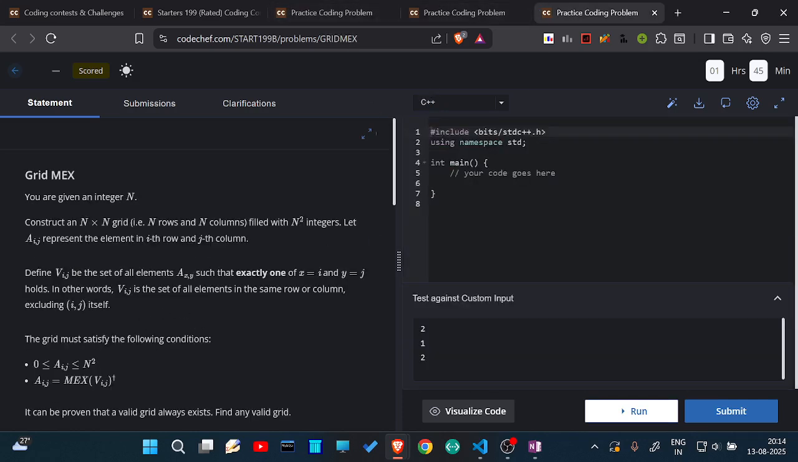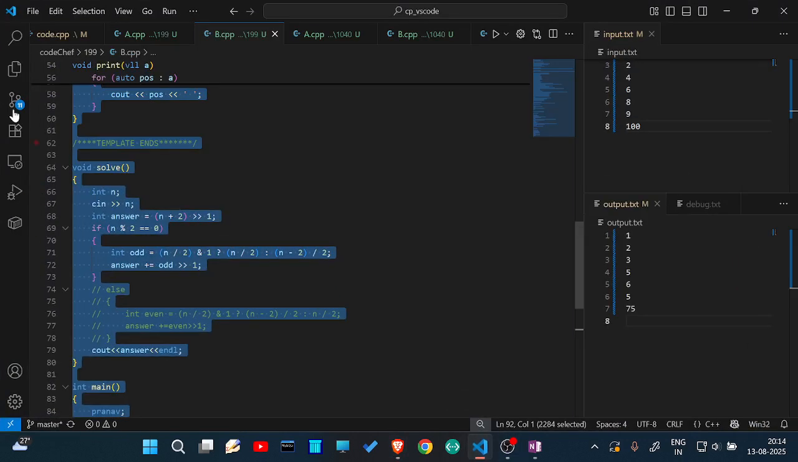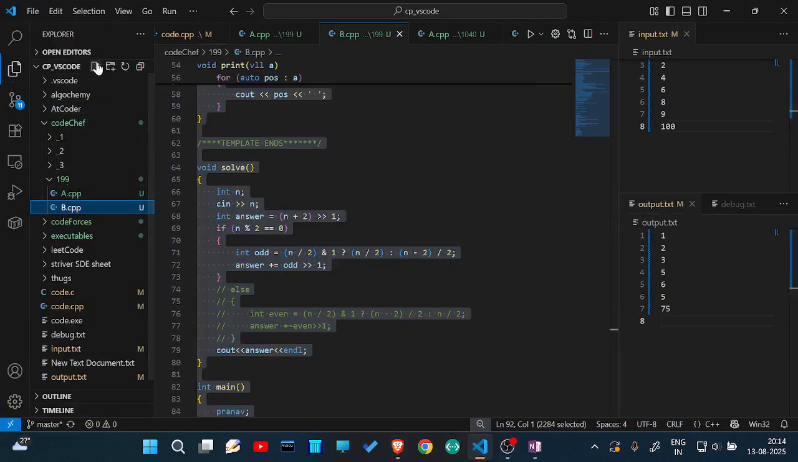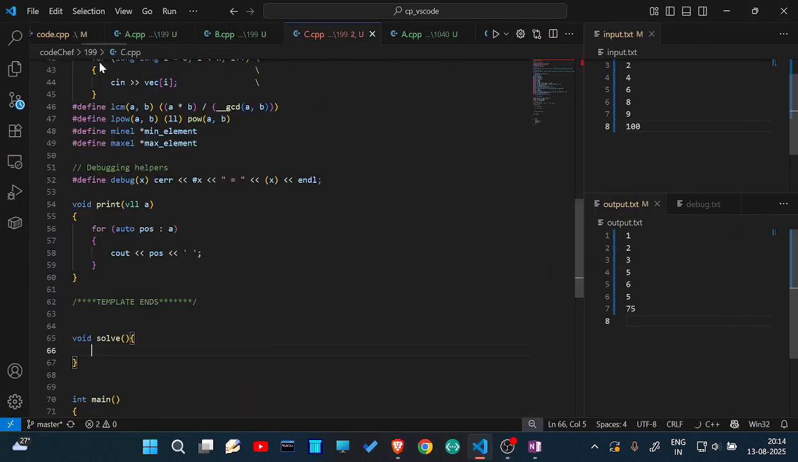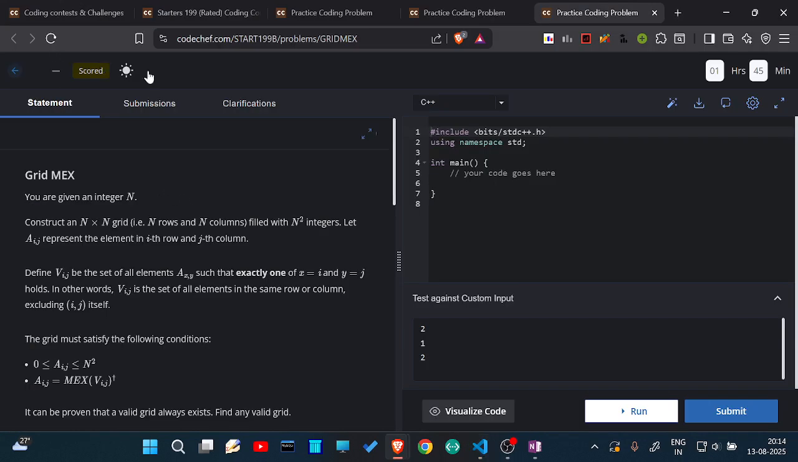Third problem. Let's read the first file. C.cpp boilerplate template and just get this. Given an integer n, construct a matrix n by n. Okay, that's why it is okay. Represent the element in the ith row and jth column. Set of elements such that a x y is equal to.